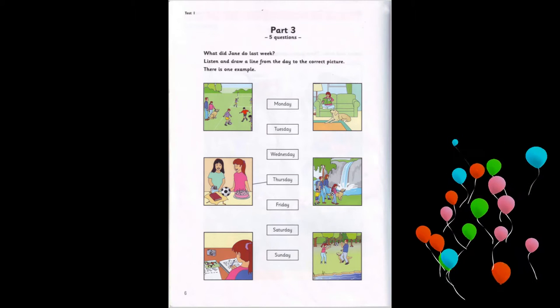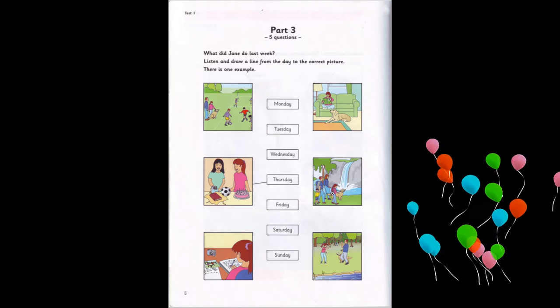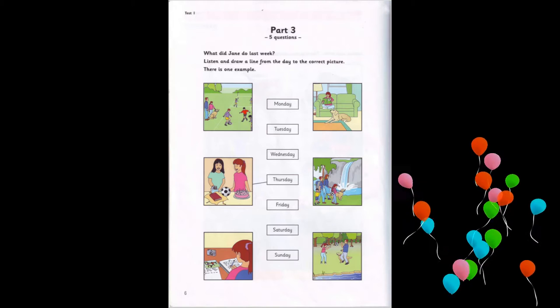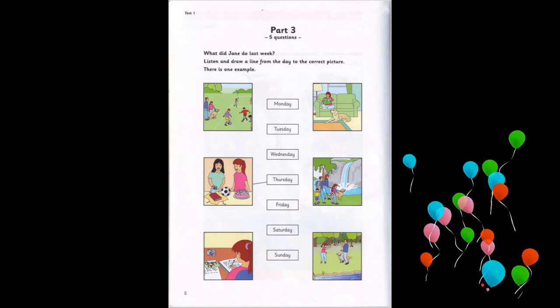Can you see the line from the word Thursday? On Thursday, Jane went to her friend's birthday party. Now you listen and draw lines.